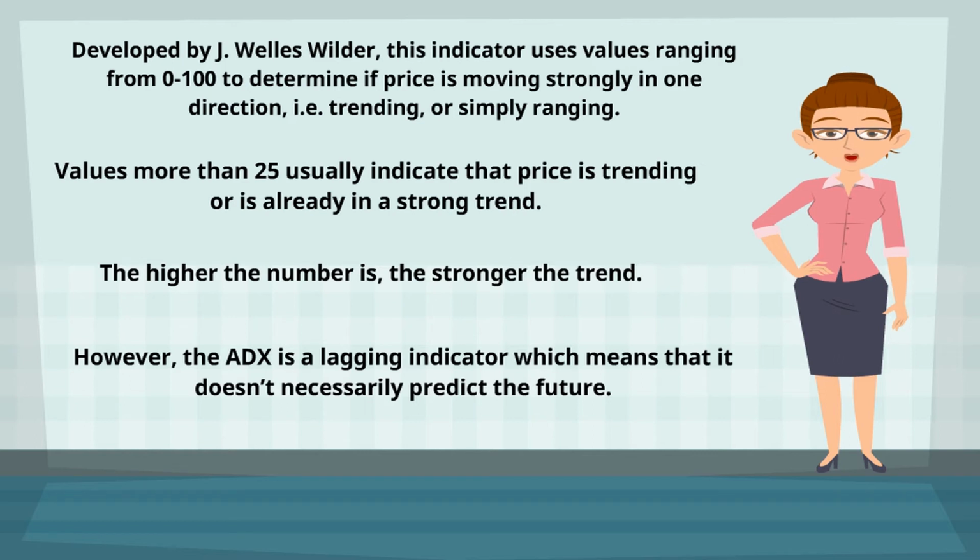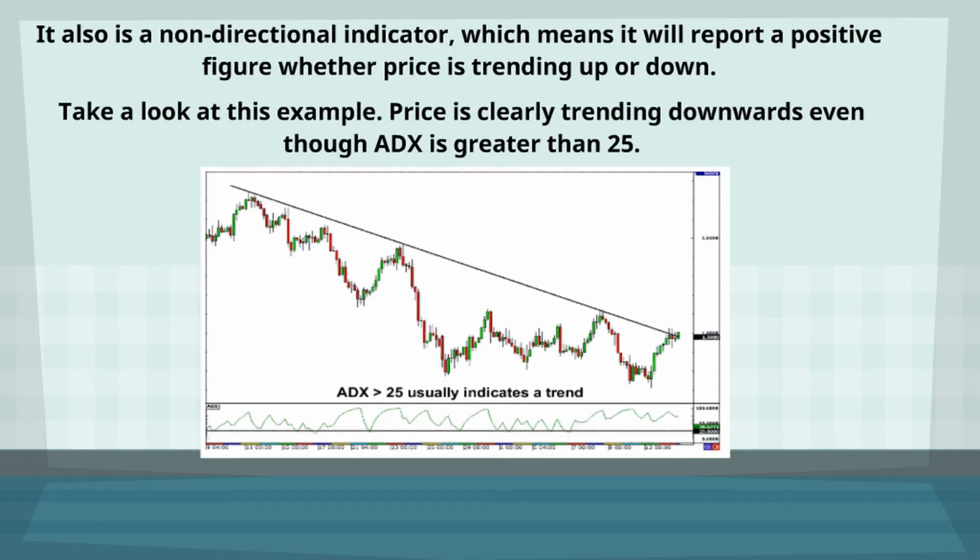Values more than 25 usually indicate that price is trending or is already in a strong trend. The higher the number is, the stronger the trend. However, the ADX is a lagging indicator, which means that it doesn't necessarily predict the future. It also is a non-directional indicator, which means it will report a positive figure whether price is trending up or down. Take a look at this example. Price is clearly trending downwards even though ADX is greater than 25.